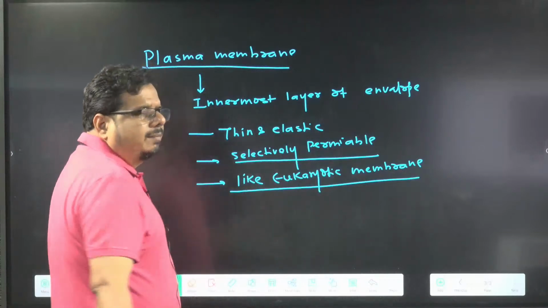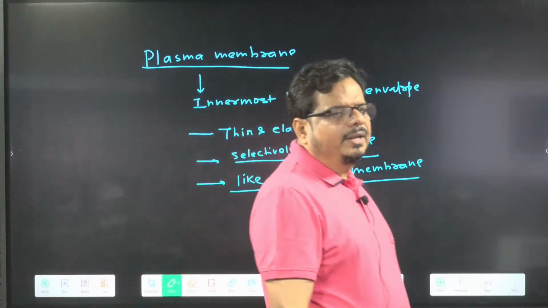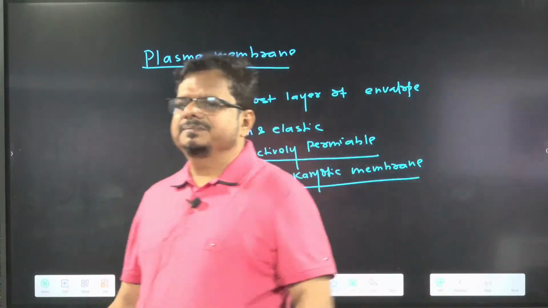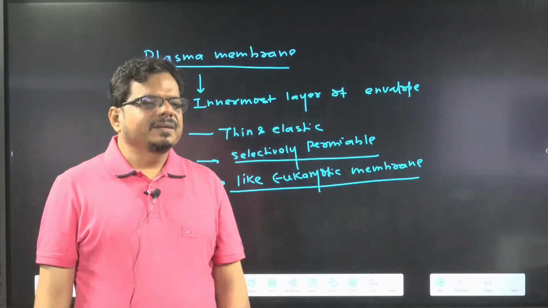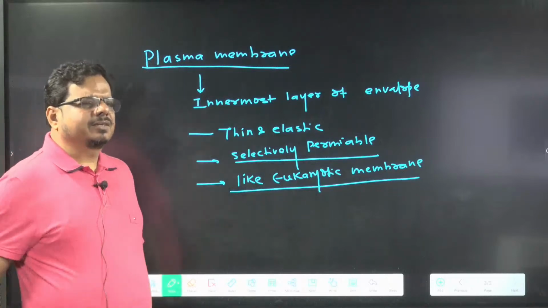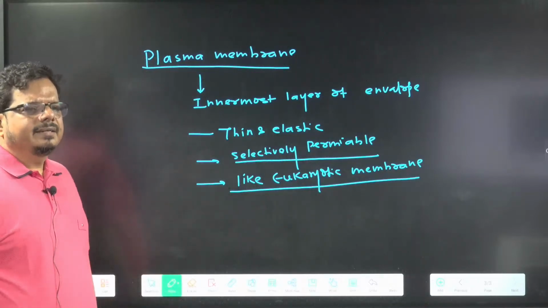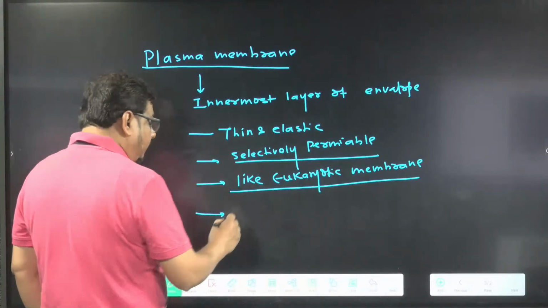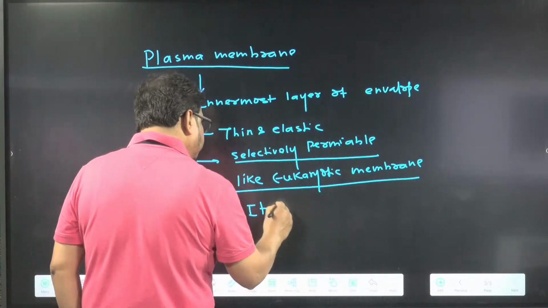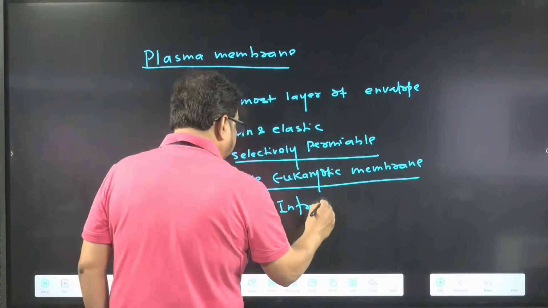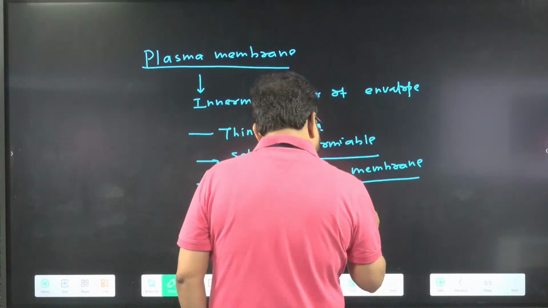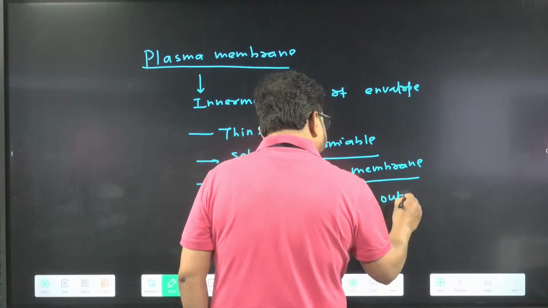It means the cell membrane of prokaryotes and eukaryotes, at your level, NCERT wrote is the same. Both have a similar structure. So that is the reason I wrote it is like the eukaryotic membrane. And I am writing one line: it interacts with the outer environment.